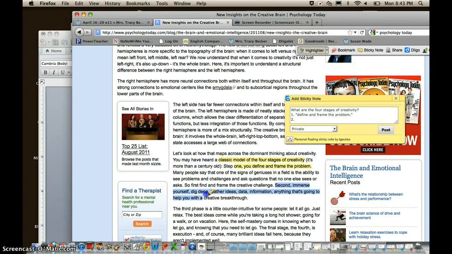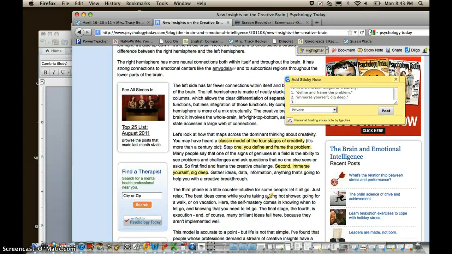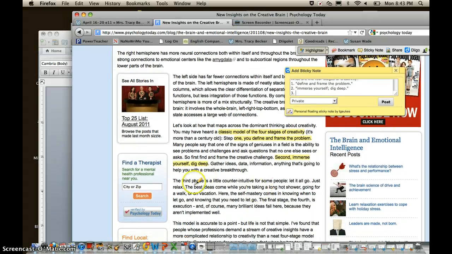I'm going to highlight this next step. Immerse yourself. Dig deep. Gather ideas, data, information, anything that's going on to help you with a creative breakthrough. Oh, we're kind of doing that right now with our research. The third phase is a little counterintuitive for some people.